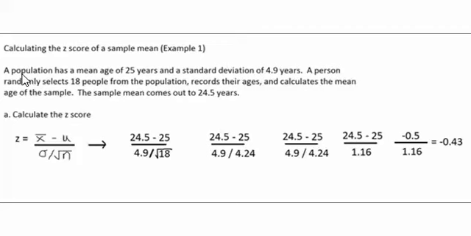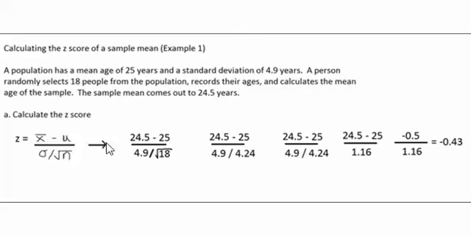So here we have a situation in which we have a population that has a mean age of 25 and a standard deviation of 4.9. A person randomly selects 18 people from this population, records their 18 ages, and calculates the mean age of the sample. The person adds and divides by 18, and the sample mean comes out to 24.5. This is just an imaginary situation, and let's calculate the z-score of this sample mean of 24.5. Let's turn this number into a z-score.